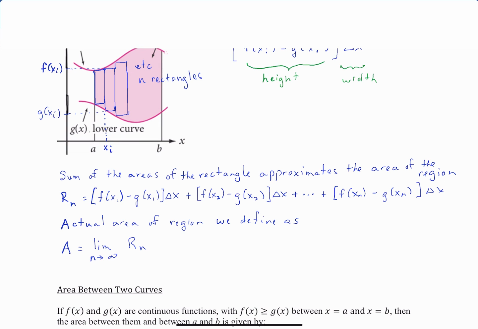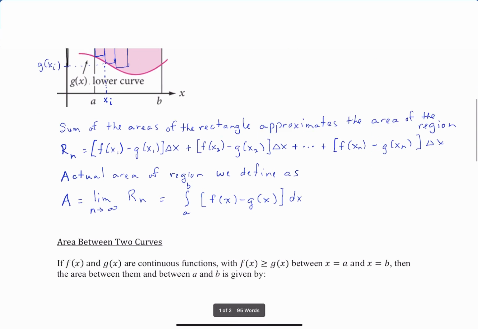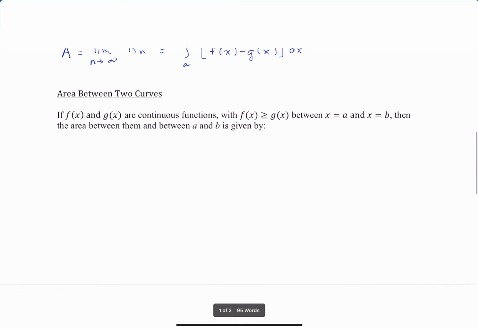Finally, we said that the way we could calculate that limit was with the definite integral. That would be the definite integral from a to b of f of x minus g of x. The subscripts go away when you're writing the definite integral, and the delta x is represented with a dx. So there's our area between two curves.